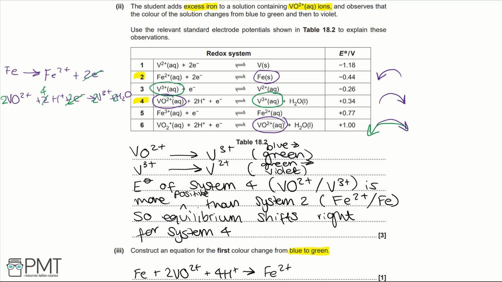Fe2+ + 2V3+ + 2H2O. And so we've now written the overall equation for this first colour change. To get the marks for this question, you get the marks if you've got the correct overall equation for this first colour change from blue to green.